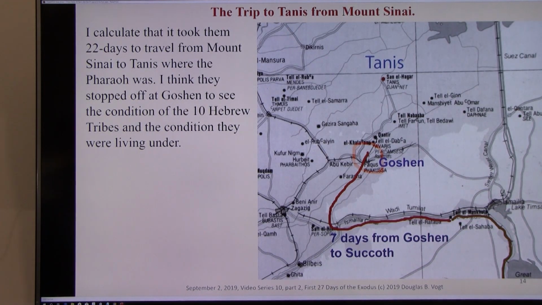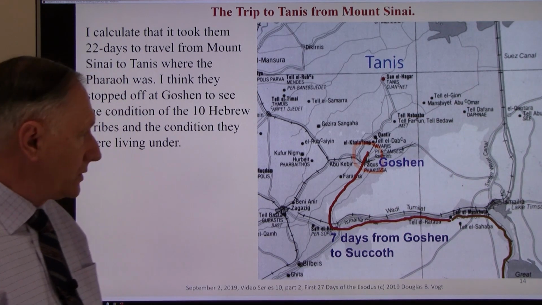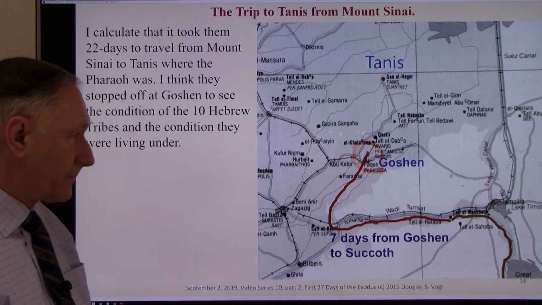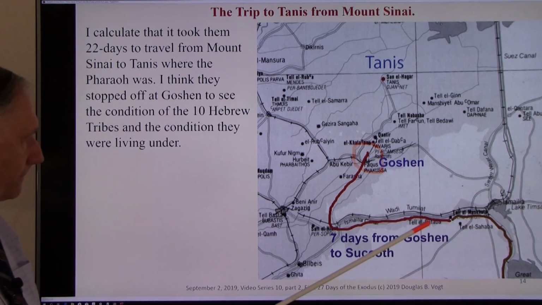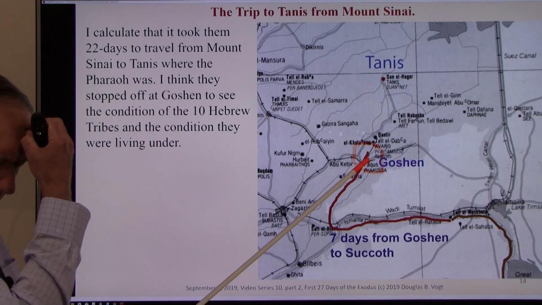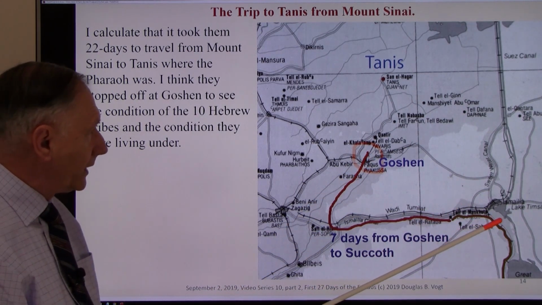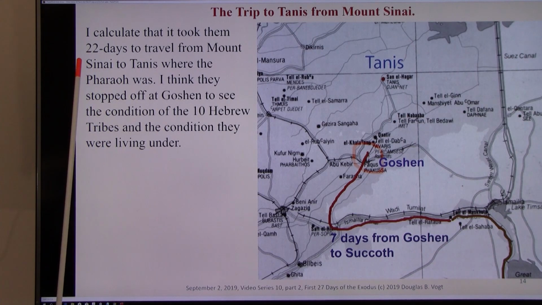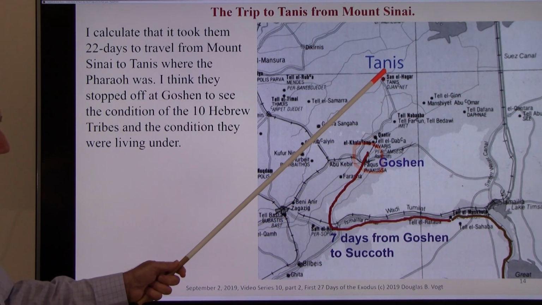Okay, the trip to Tanis from Mount Sinai. Several routes he could have gone. He didn't take the northern route where the Philistines were. It would have been closer to Tanis. I think the whole group wanted to go back and up to Goshen to see what the condition was of the Hebrews there. And so I estimate it took them about 22 days to go from Mount Sinai, this route, and then finally up to Tanis, which is up here.